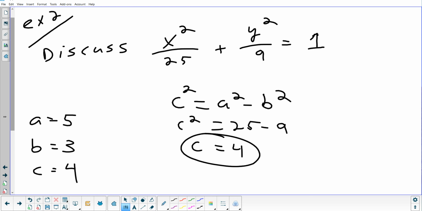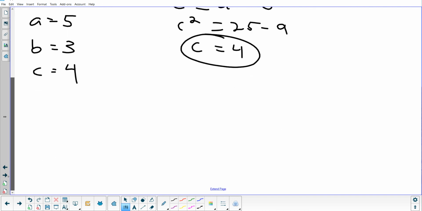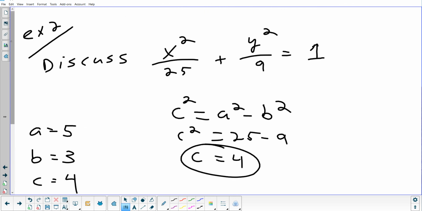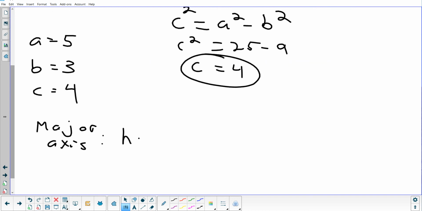Okay. Now, we've got to figure out which way the major axis of the ellipse goes. That's the first thing I do, because that tells me, is everything above and below the center, or is everything left and right? Which way does the major axis go? Horizontal. And how do you know it's not vertical? Because the larger number is under the x. The bigger number is under the x, so it opens in the x direction. Yep. So major axis is horizontal.